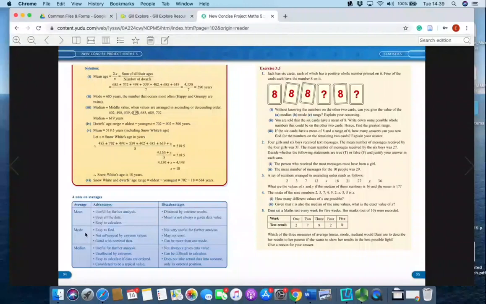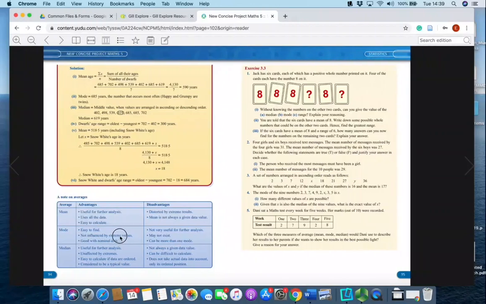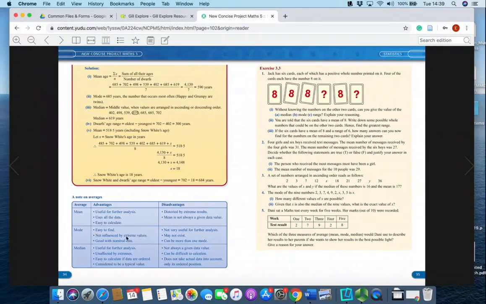Mode, well, its biggest advantage is it's very easy to find, you see it. It's not influenced by extreme values. In other words, it's the value that occurs most often. So if you have a value that's very high or very low, it's not going to influence your mode at all. And so it's good with nominal data and central data. The mode is not very useful for further analysis. It may not exist, and there can be more than one mode in a piece of data.